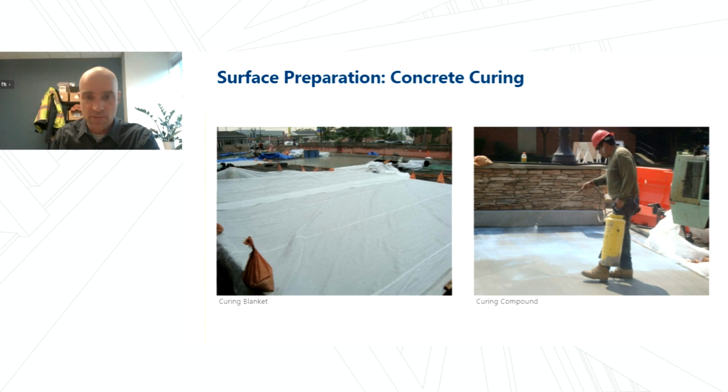We cure concrete either by spraying it with water, placing wet burlap over it, or sealing the surface with a curing compound. If we're going to use a curing compound, it's either got to be approved ahead of time by the waterproofing membrane manufacturer who says their product will adhere to it, or we're going to have to remove it before we install the membrane.